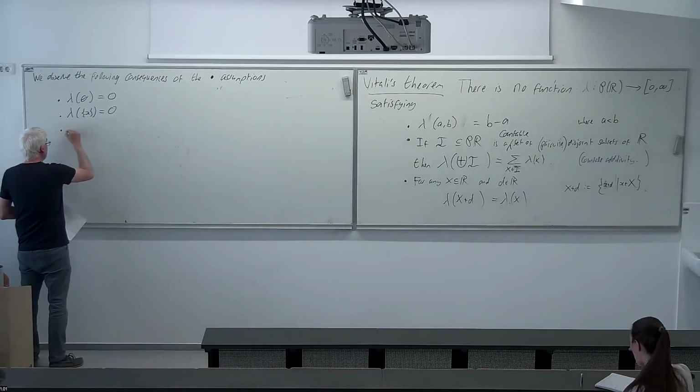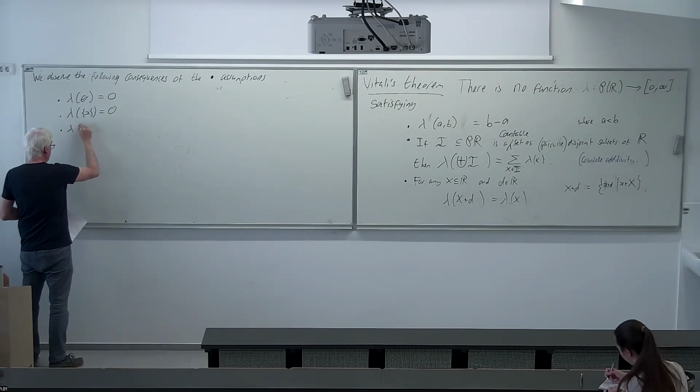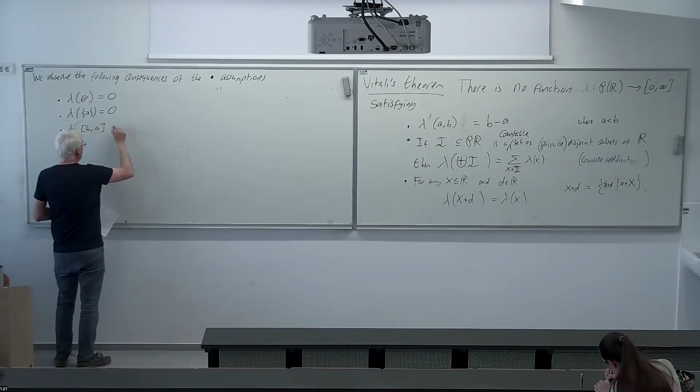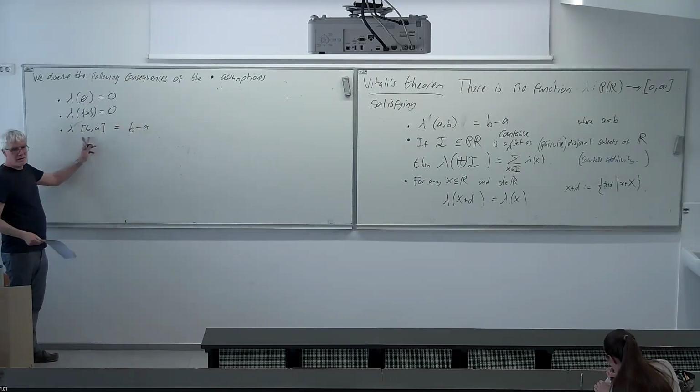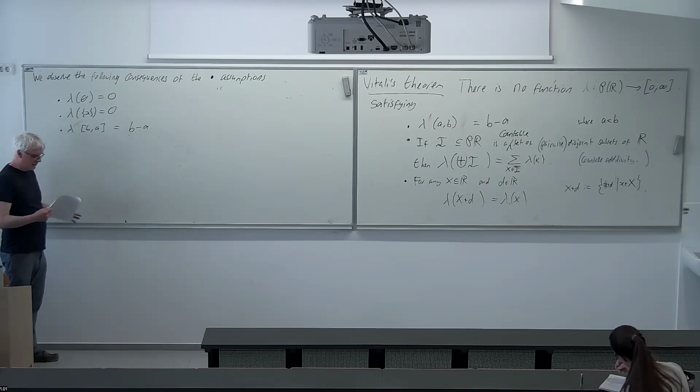Once we've got that, then the length of the closed interval, again with the round bracket stuff, is again B minus A, because we're simply disjoint unioning two singletons at the end onto the open interval.